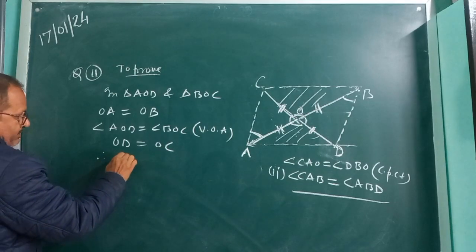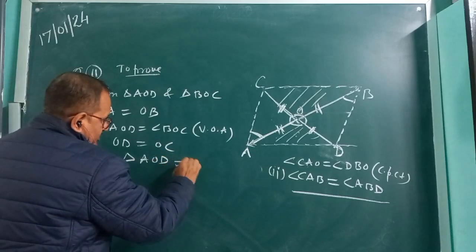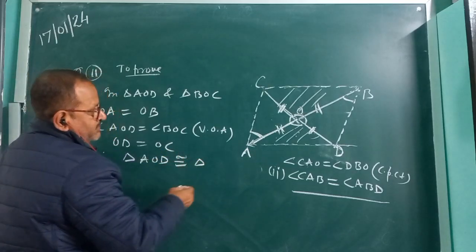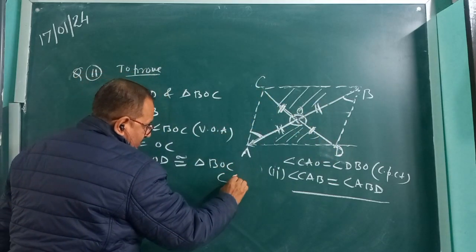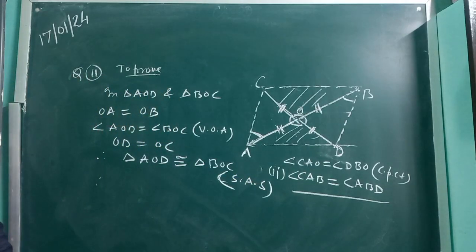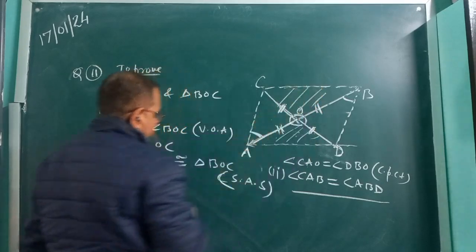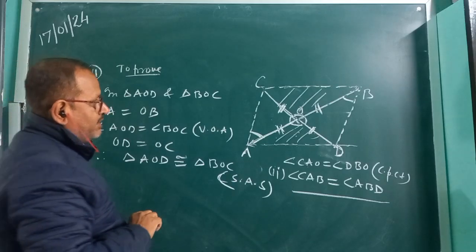So we will write here, therefore triangle AOD is congruent to triangle BOC. Same criteria, side angle side. Both the triangles are congruent. What we have to prove in the third part? AD parallel to CB. So by CPCT, we can write corresponding angles are equal, corresponding sides are equal.